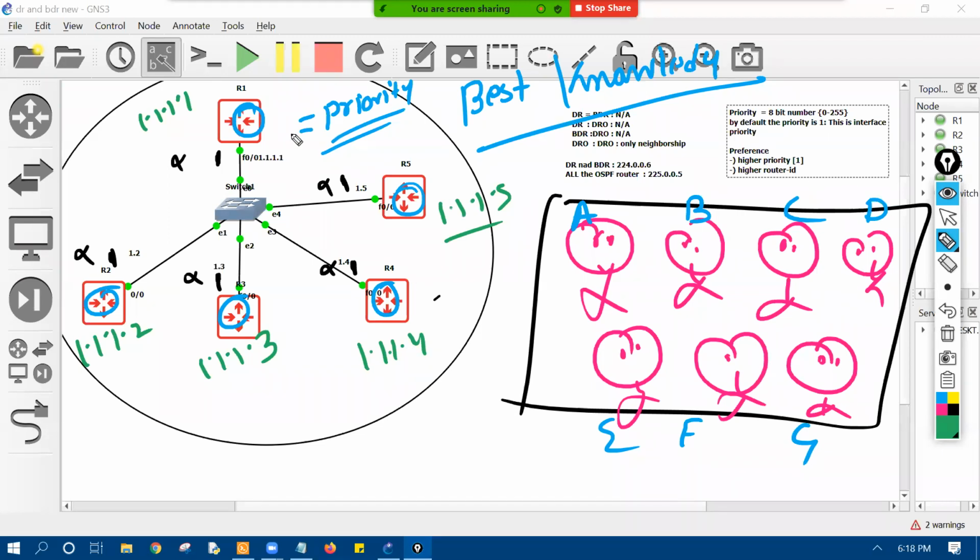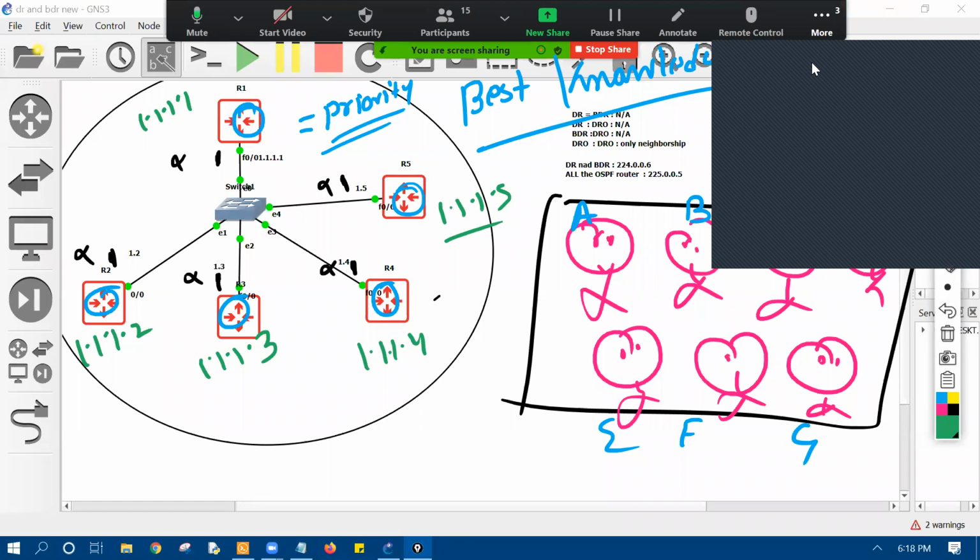Priority got tied, right? By default, the priority is 1 on every interface. So once the priority gets tied, then it will look for the higher router ID. Which one has the higher router ID? R5. R5 has a higher router ID, right?